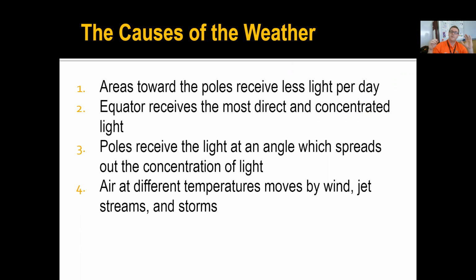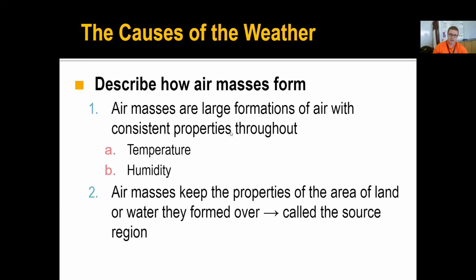Third, the poles, if they do receive light, it's going to spread out that concentration, so it's not absorbing as much. And then because we have all these temperature differences around the world, we're going to get air movement beginning to happen in the form of wind. We'll get these things called jet streams that we'll talk about in a later video, and then storm formation because of this uneven heating of the Earth's surface.